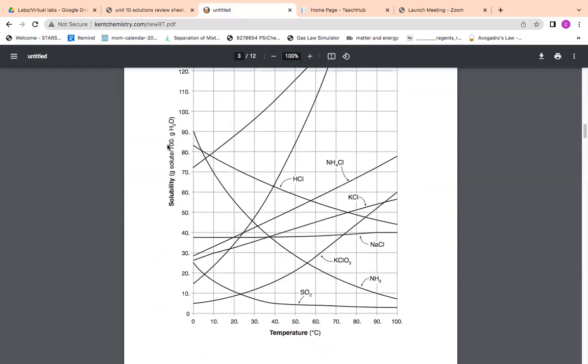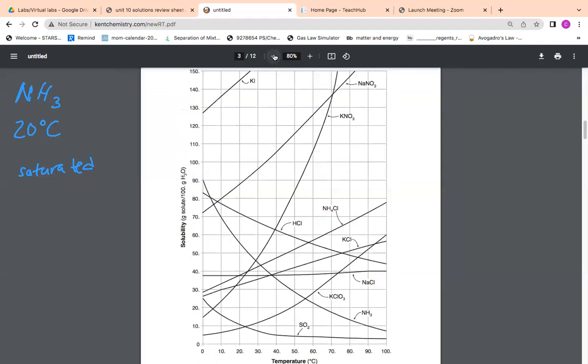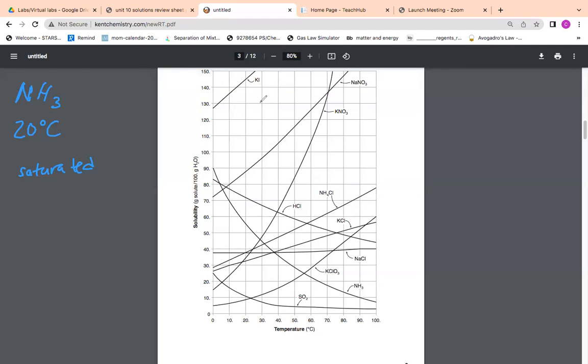So let's go to table G. And I'm just going to write down the conditions that they gave us. So we're looking at NH3. We're at 20 degrees Celsius, and we want a saturated solution. So we need to know how much stuff we need. Okay, so for NH3, here is our line.